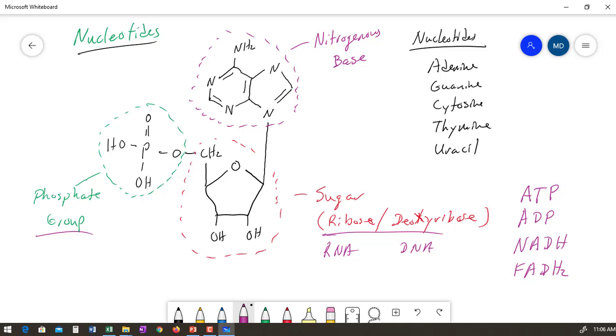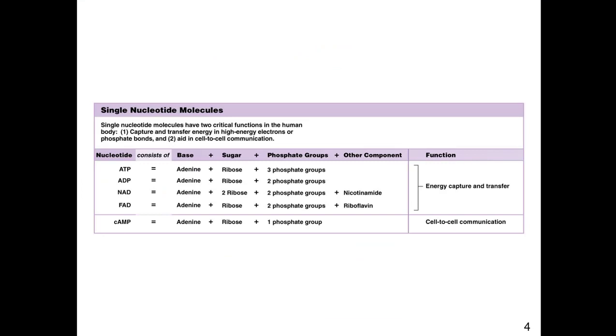All right, so let's take a look at some of those back on our slide set. So you can see here is a list of single nucleotide molecules that can be used for energy transfer. You should familiarize yourself with this list here. You can see that there are many things that I wrote down as well. ATP, ADP. Just understand that NAD and FAD are the same as NADH and FADH, just whether they're loaded or unloaded with high energy electrons. So those are your 4 energy transport or energy transfer molecules, and then there is one that's also used for cell-to-cell communication, and that's called cyclic AMP or cAMP.